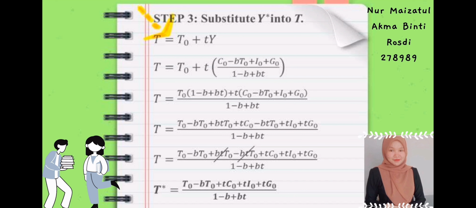In order to get the same denominator, we multiply T naught with 1 minus B plus BT. Then we will be able to get T equals T naught minus BT naught plus BT T naught plus TC naught minus BT T naught plus TI naught plus TG naught divided by 1 minus B plus BT. We can cancel out BTT naught. So the answer will be T star equals T naught minus BT naught plus TC naught plus TI naught plus TG naught divided by 1 minus B plus BT.